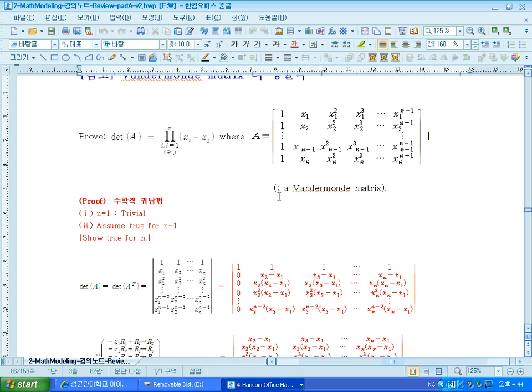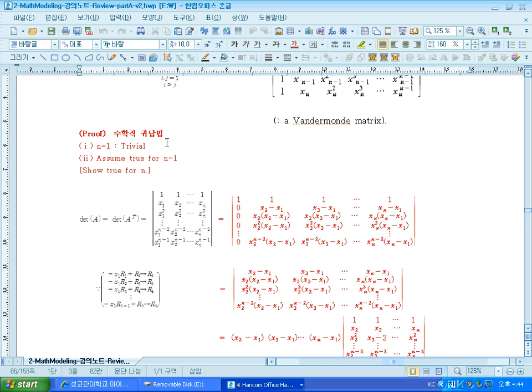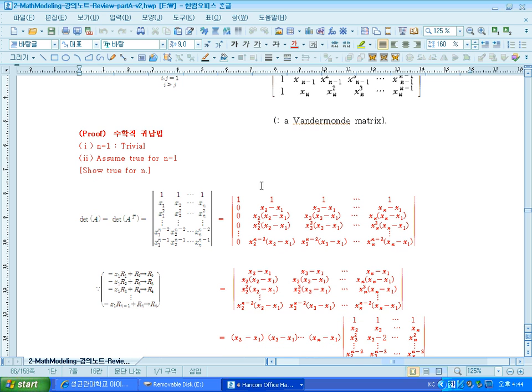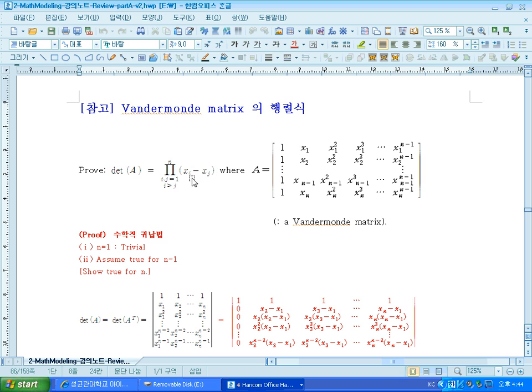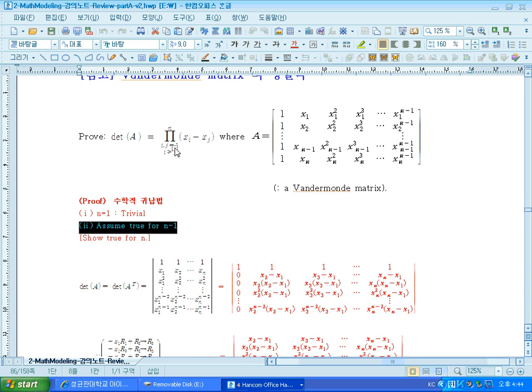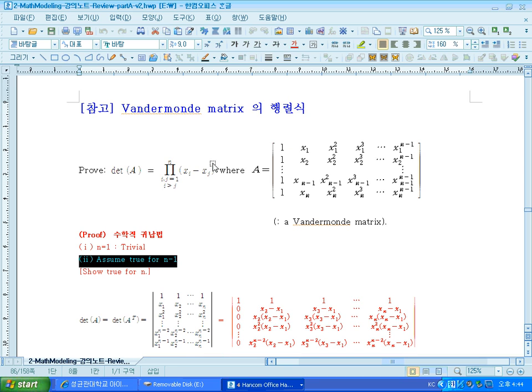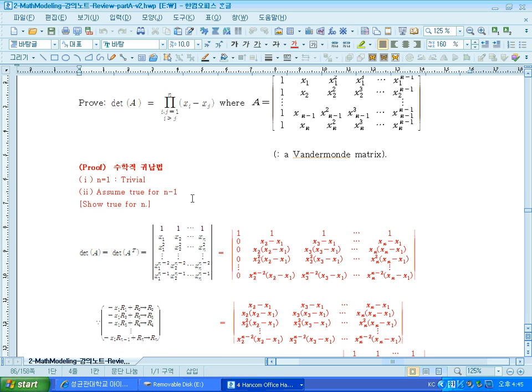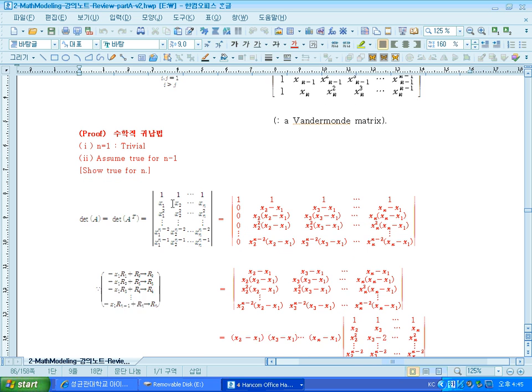The proof can be done by mathematical induction. When the size of the matrix is equal to 1, it is trivial. There's only one term, which is 1, so it's done. We assume this equality is true for n minus 1, the size of the matrix. Then when the size of the matrix A is n minus 1, assume that this equality holds. Then we show it is also true for the size of the matrix n.